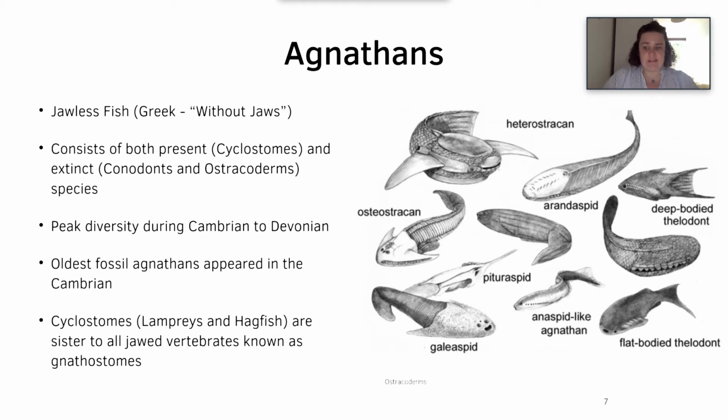The peak diversity of Agnathans was during the Cambrian to Devonian, and the oldest fossil Agnathans appeared in the Cambrian. It's thought that Agnathans are a paraphyletic taxon, which includes some of the earliest known fish within the fossil record. And then the cyclostomes, which are lampreys and hagfish, are the sister group to all jawed vertebrates, known as Gnathostomes, which we will be coming on to later on in the PowerPoint.